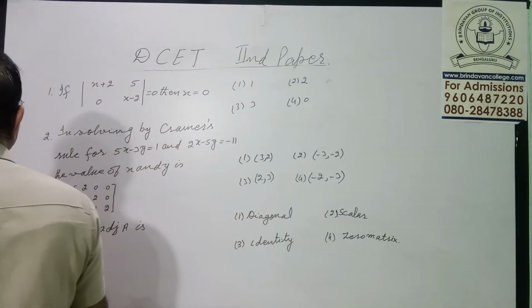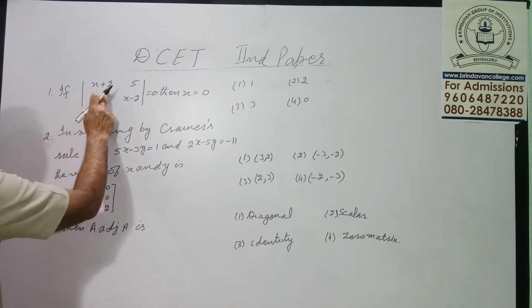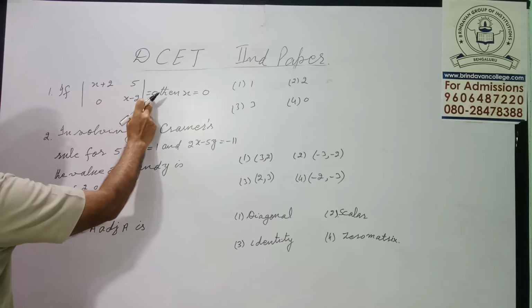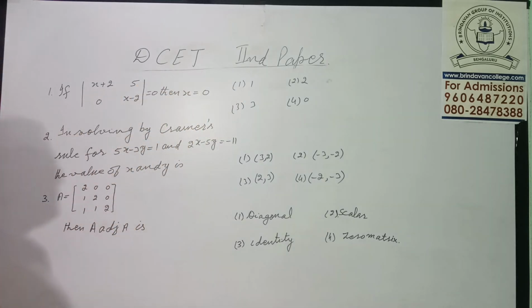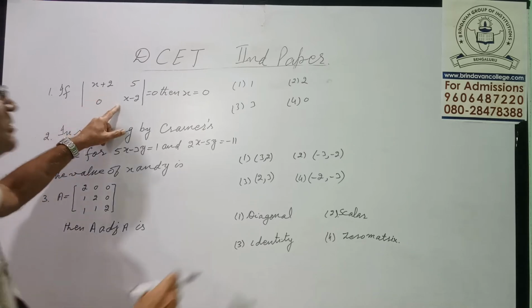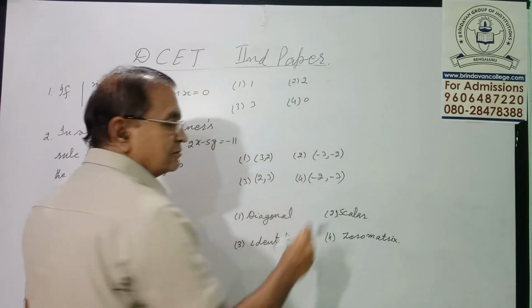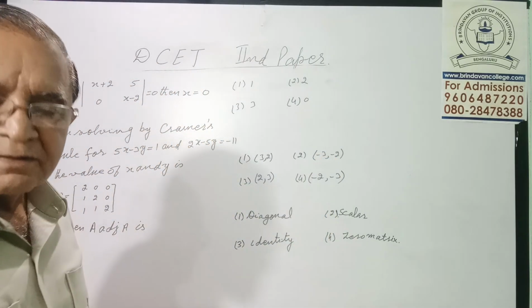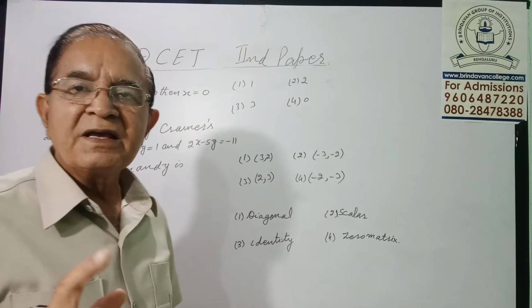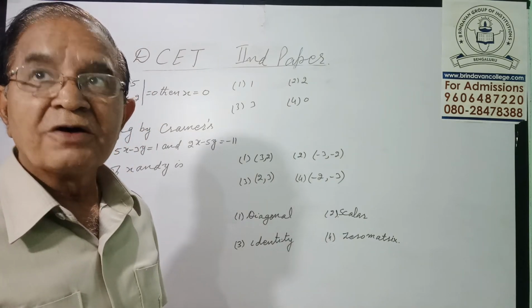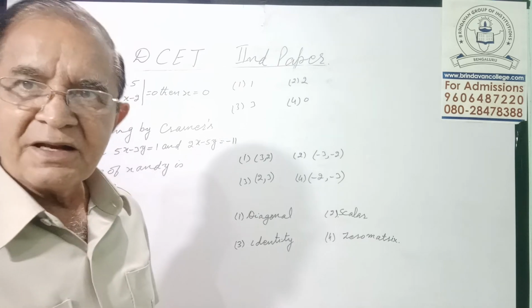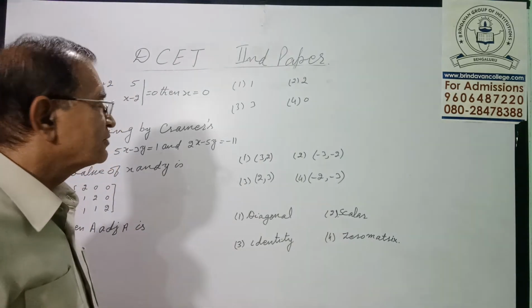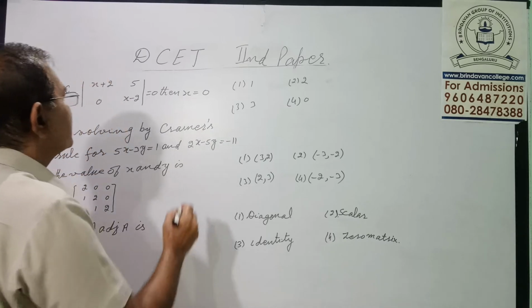First question is, if the determinant with rows x plus 2, 0 and 5, x minus 2 equals 0, then the value of x is. These four options are given, we have to tick the option. Expand this determinant. And be careful, while going to write this test, go with eraser and pencil, because you will get a small space. So rub it and then again write it with the pencil. Don't go without eraser and pencil.